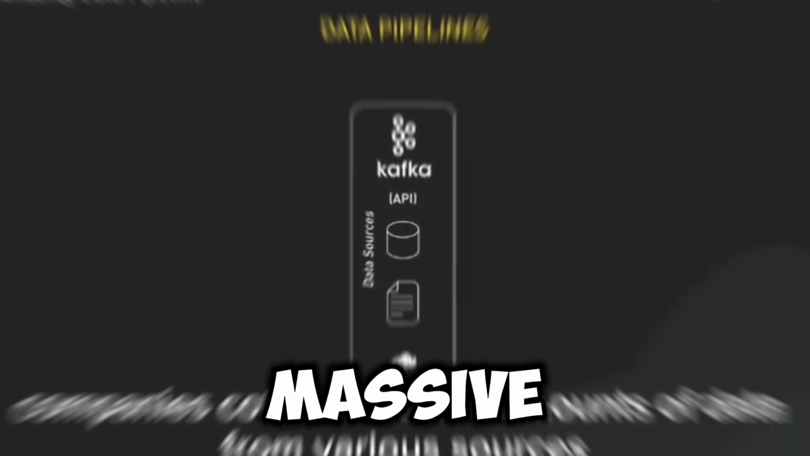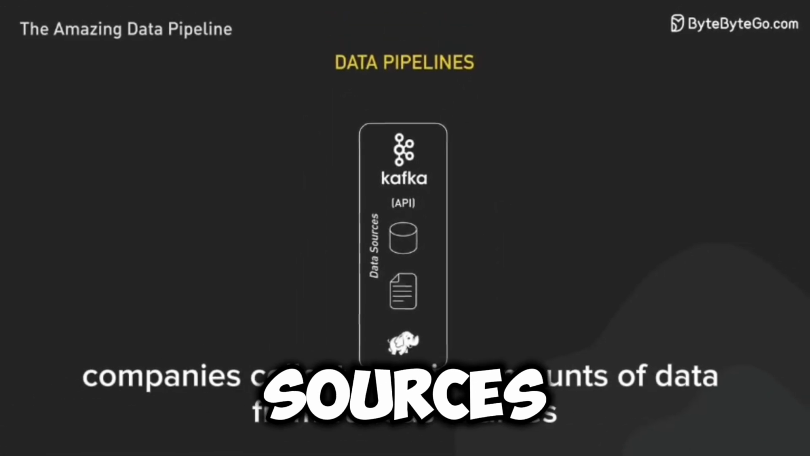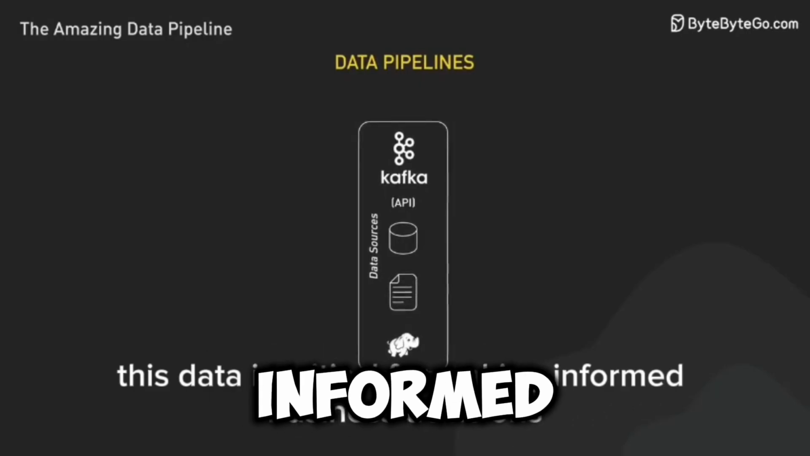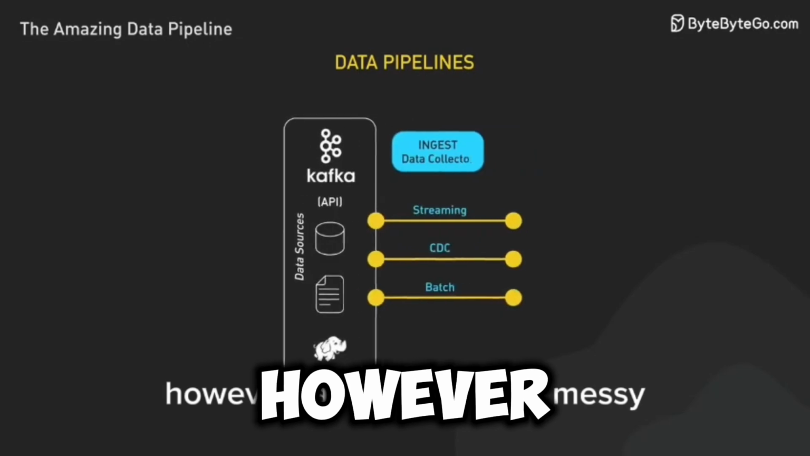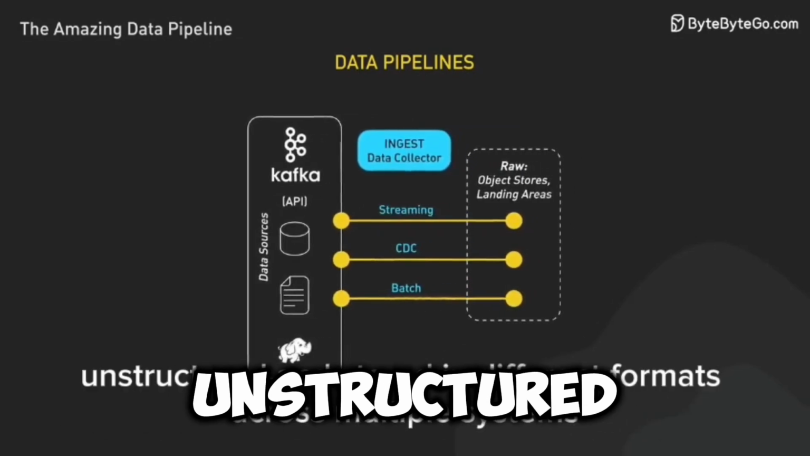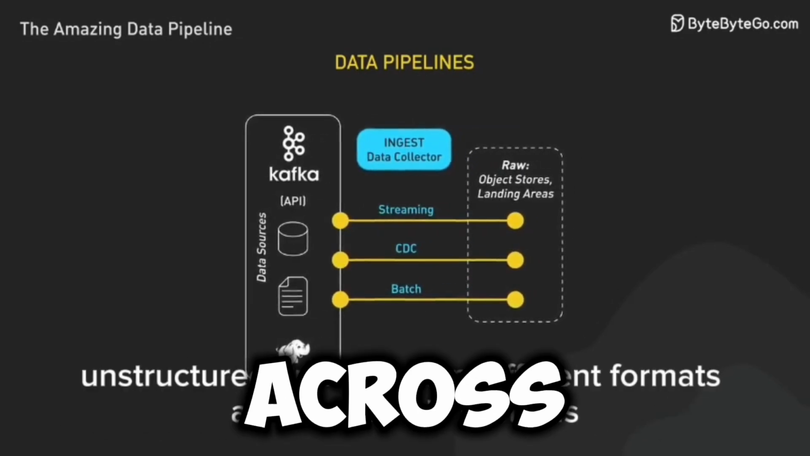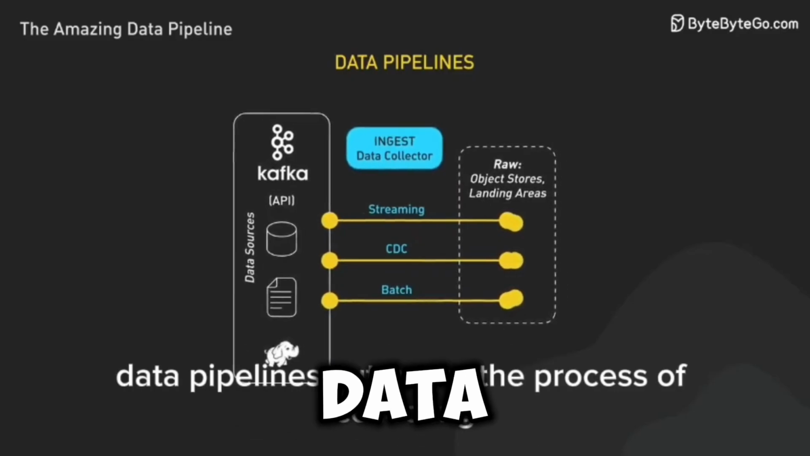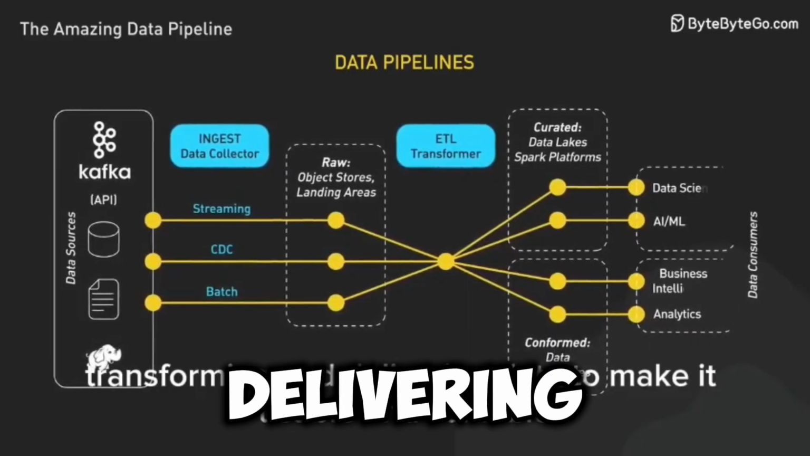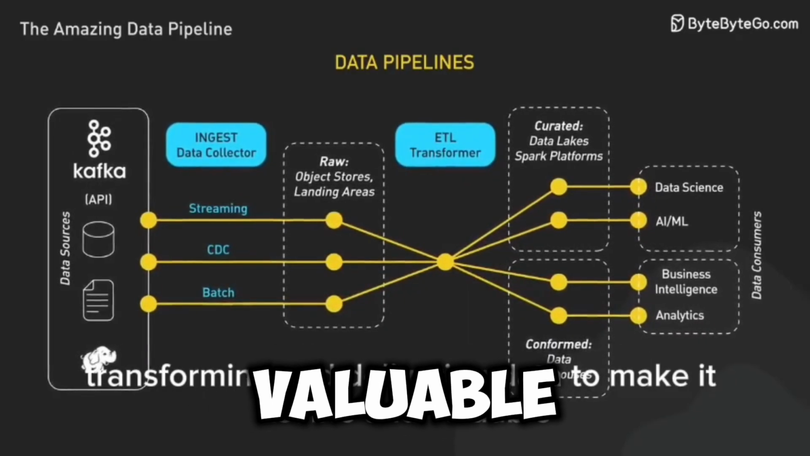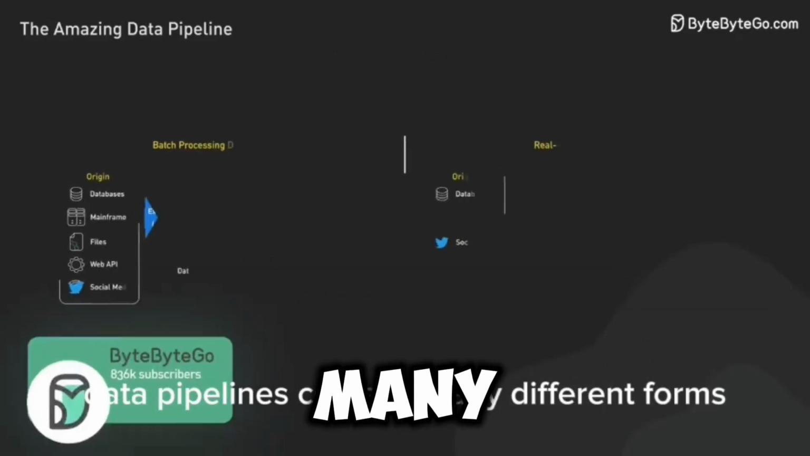Companies collect massive amounts of data from various sources. This data is critical for making informed business decisions and driving innovation. However, raw data is often messy, unstructured, and stored in different formats across multiple systems. Data pipelines automate the process of collecting, transforming, and delivering data to make it usable and valuable. Data pipelines come in many different forms.